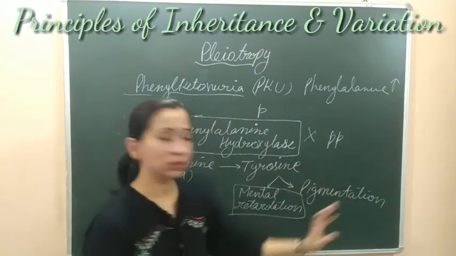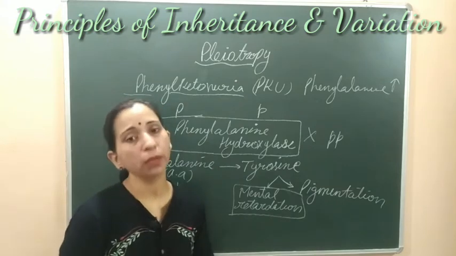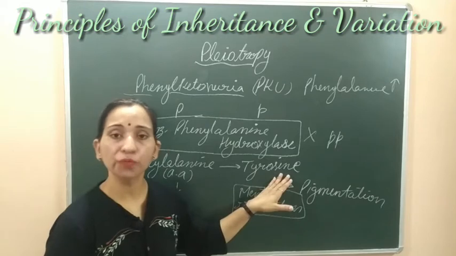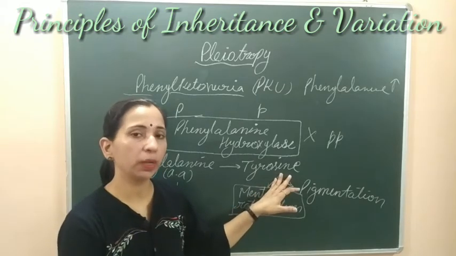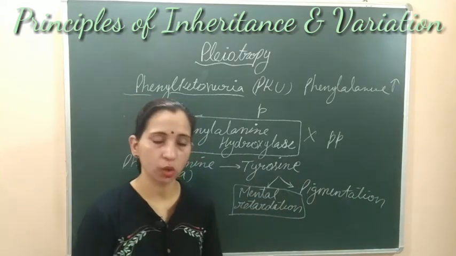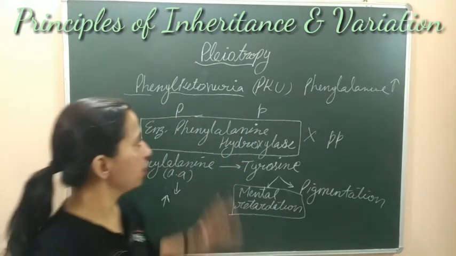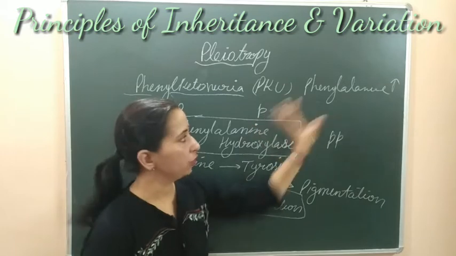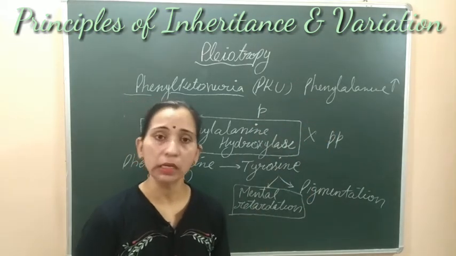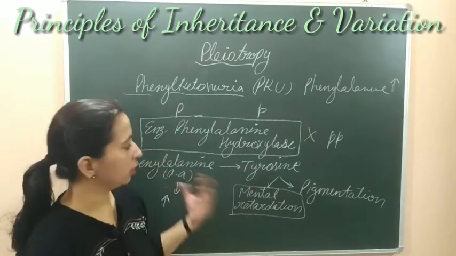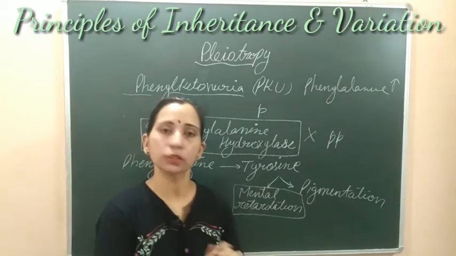Second effect, the secondary effect जो होगा, that is the pigmentation. Here the melanin is not synthesized due to the absence of tyrosine, and the child gets pigmented. यहाँ पे pigmentation show होगा, and this pigmentation is the secondary effect of this gene. So this is about phenylketonuria, in which the amino acid phenylalanine level is increased in the body. It's also a metabolic disorder.